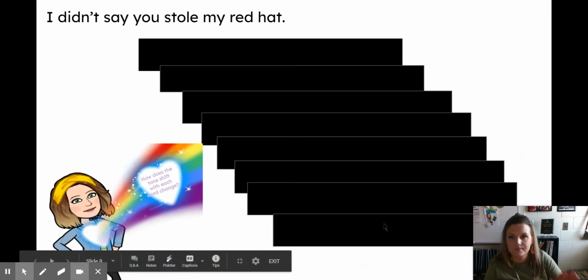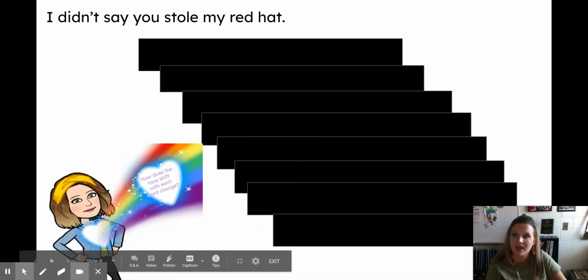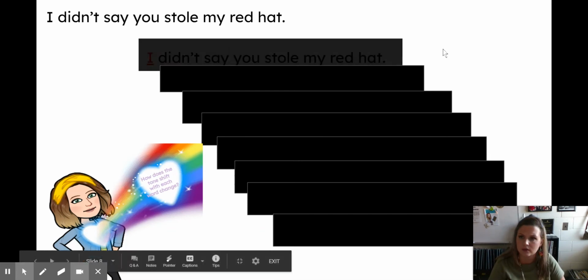Okay, this is what I was trying to do that technology would not let me. I want you to listen and watch the screen while I read this and ask yourself, how does the tone shift with each word change? I didn't say you stole my red hat.